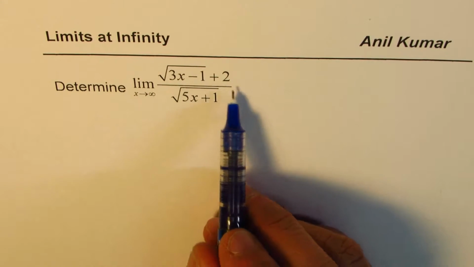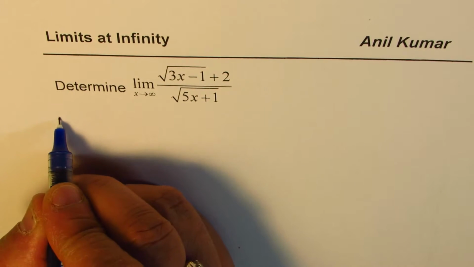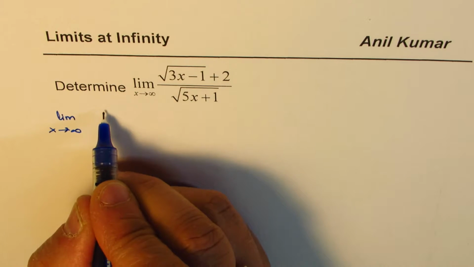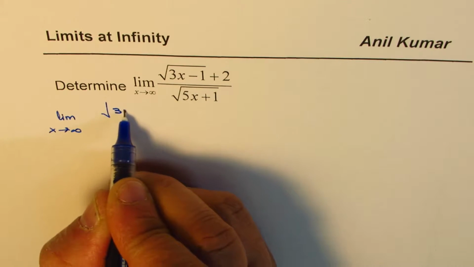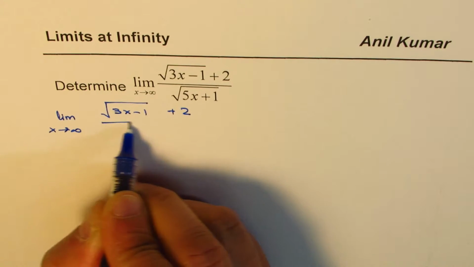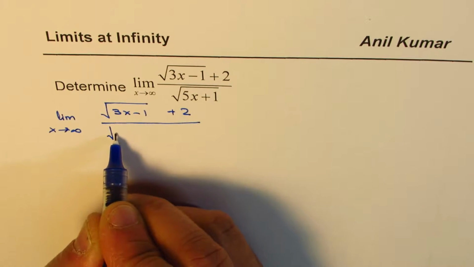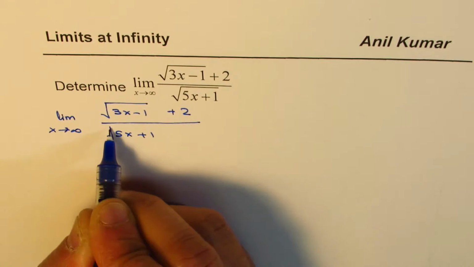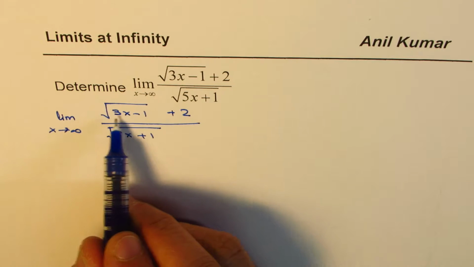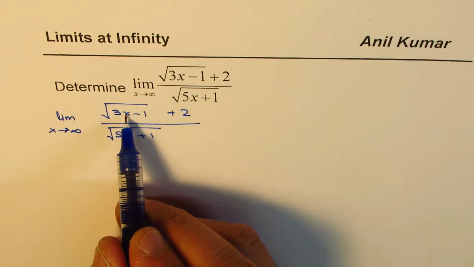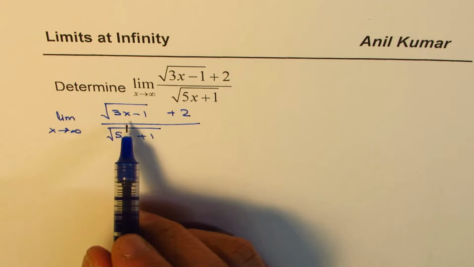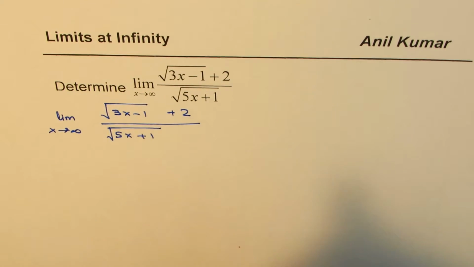Let us see how to really solve it. So let's rewrite this question. It is the limit as x approaches infinity of (square root of 3x minus 1, plus 2) divided by square root of 5x plus 1. Now, within the square root, we can take x common. Or what we can do here is, we can divide both by square root x.